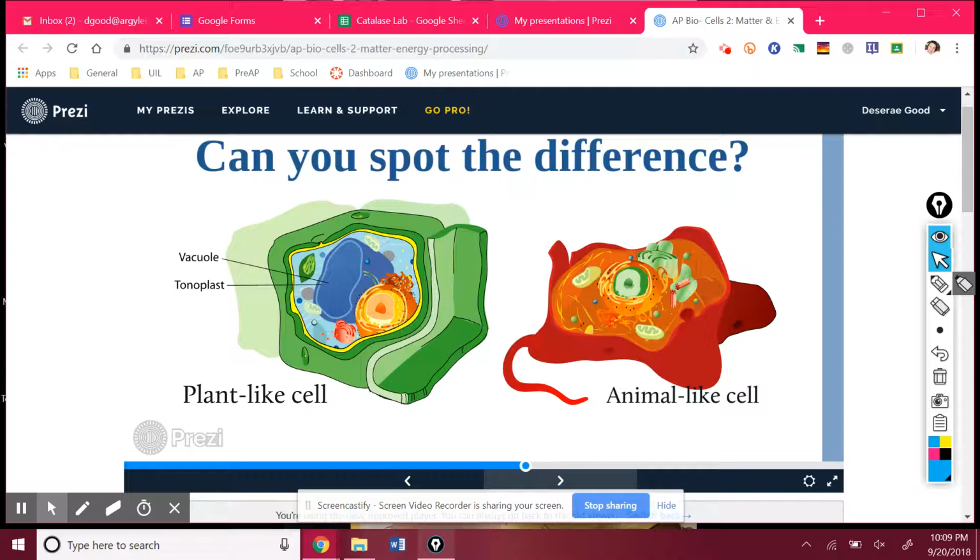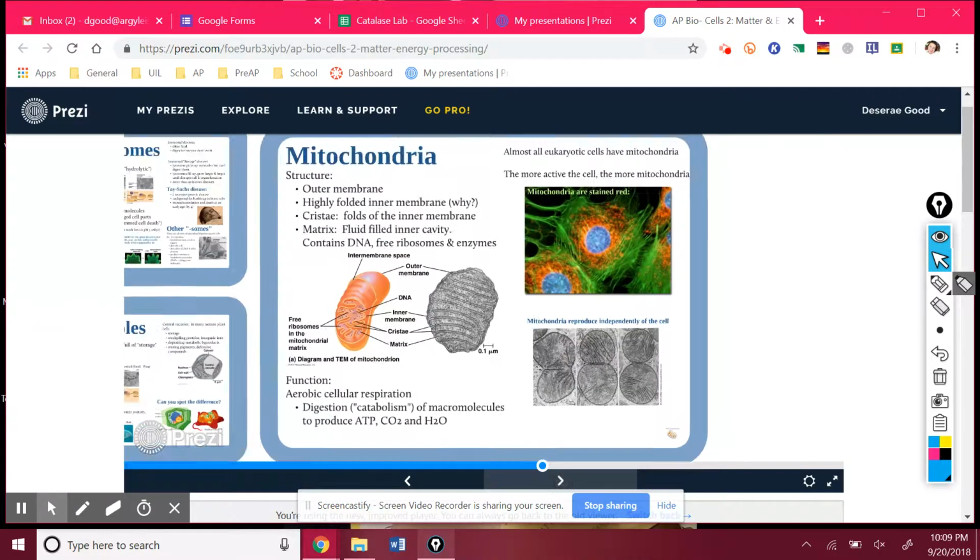All right. We have vacuoles in an animal cell. For a long time, they didn't think we did. But come to find out, yeah, we do. They're just really, really small. We don't really need them to hold on to water or proteins and stuff, but we still have a few.